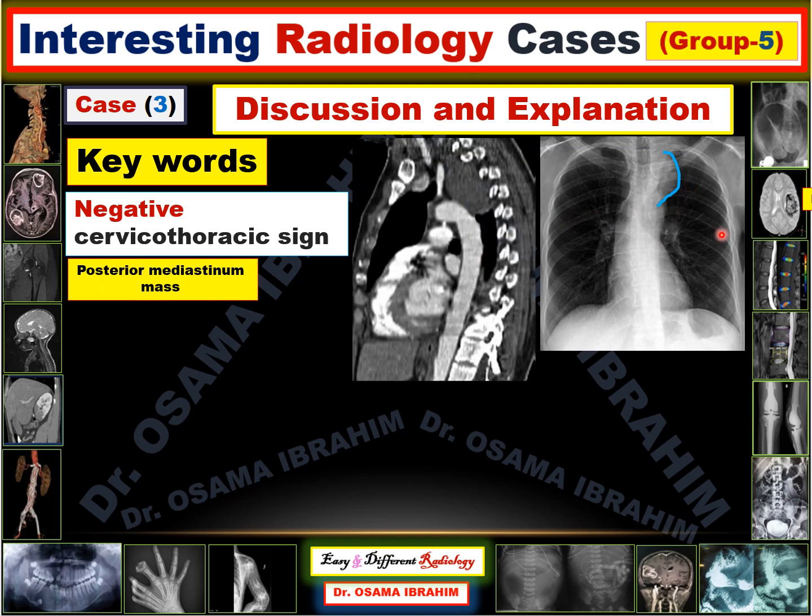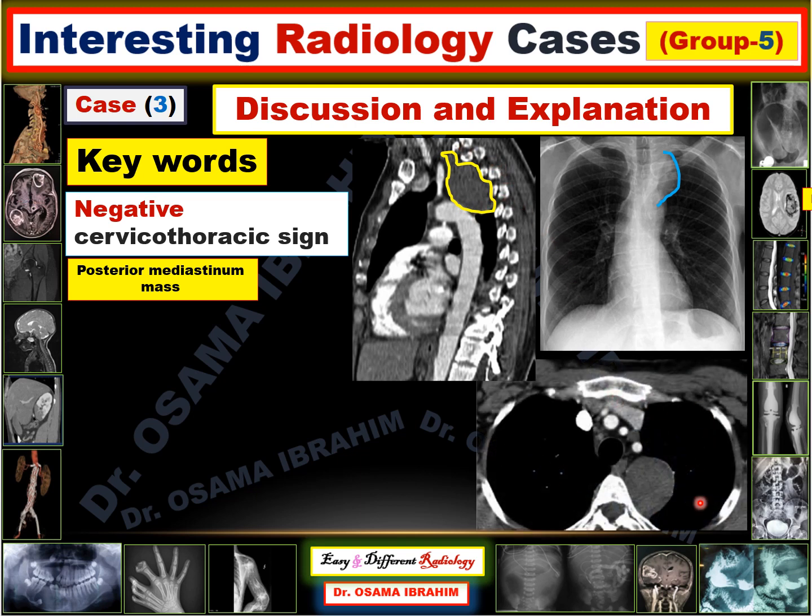And the CT for the same patient, this is the sagittal reformatted image post contrast. This is the aorta and descending aorta, and this is the heart, and this is the mass which appeared in the posterior mediastinum near the spine. The axial image also confirms the site of the lesion, as it appears in the posterior mediastinum near the spine and posterior to the trachea. So this is a posterior mediastinal mass. From the chest X-ray you can define this lesion as a posterior mediastinal mass.